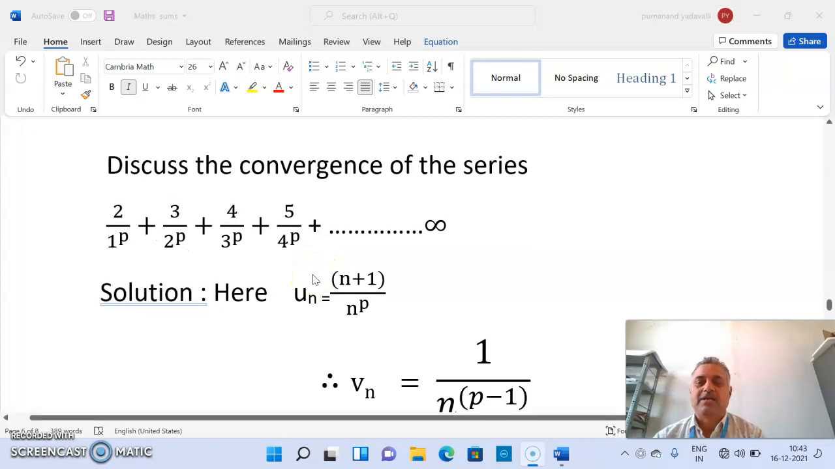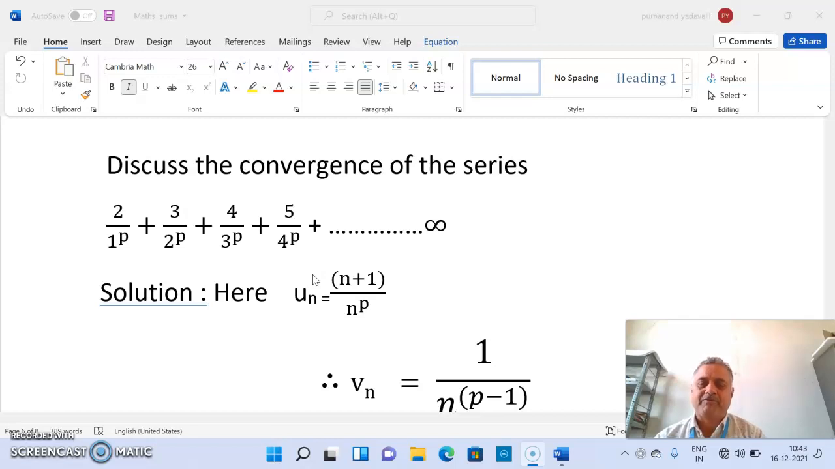Discuss the convergence of the series 2 by 1 power p plus 3 by 2 power p plus 4 by 3 power p plus 5 by 4 power p and so on. Here we can take un, the nth term, as n plus 1 by n power p.